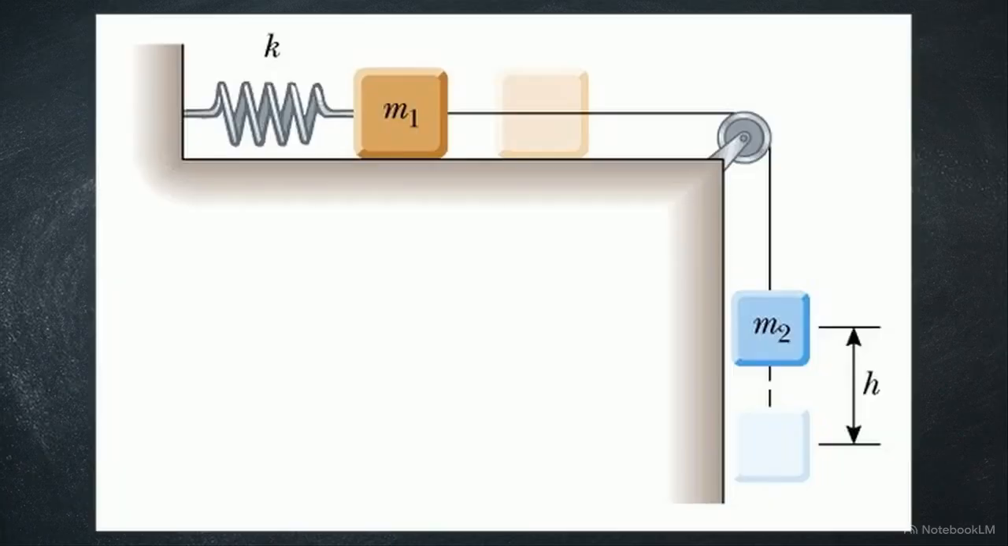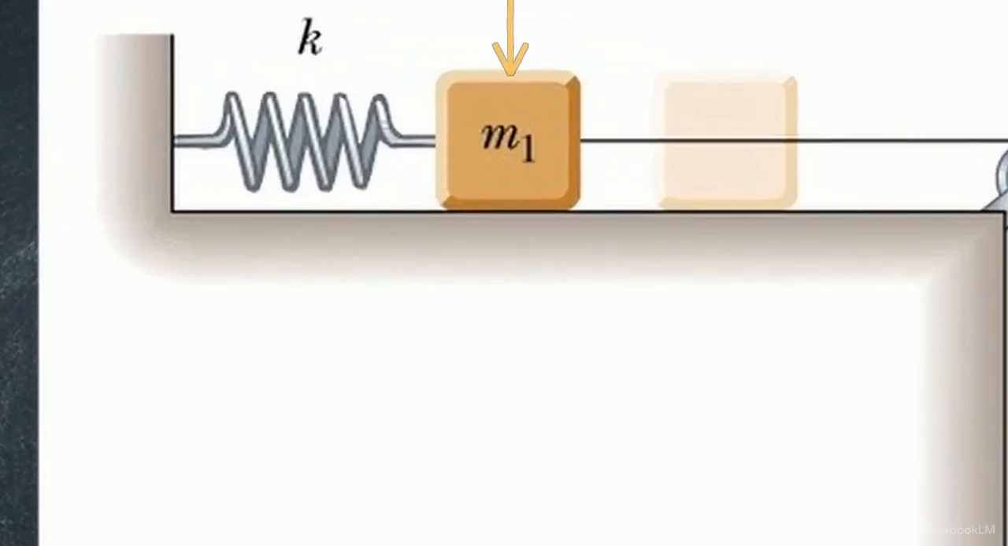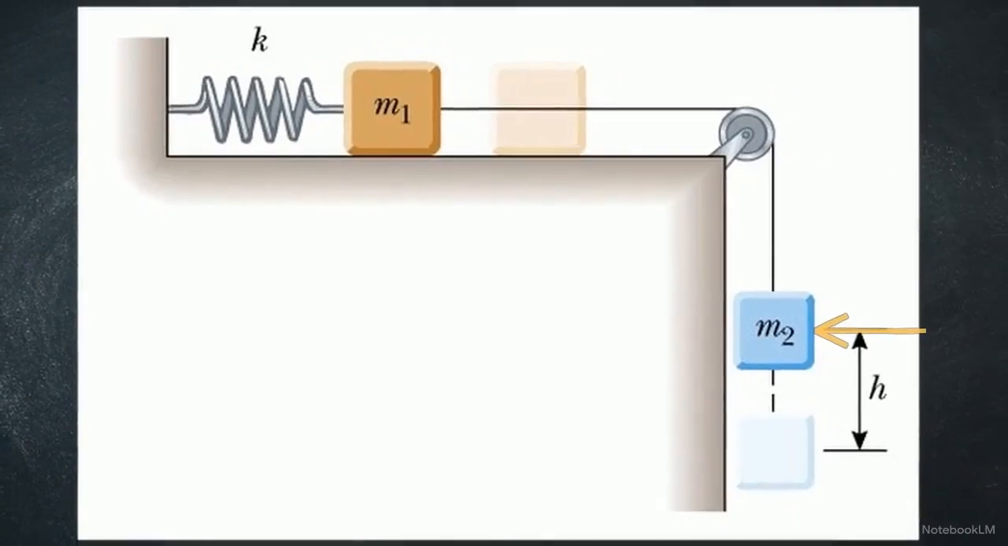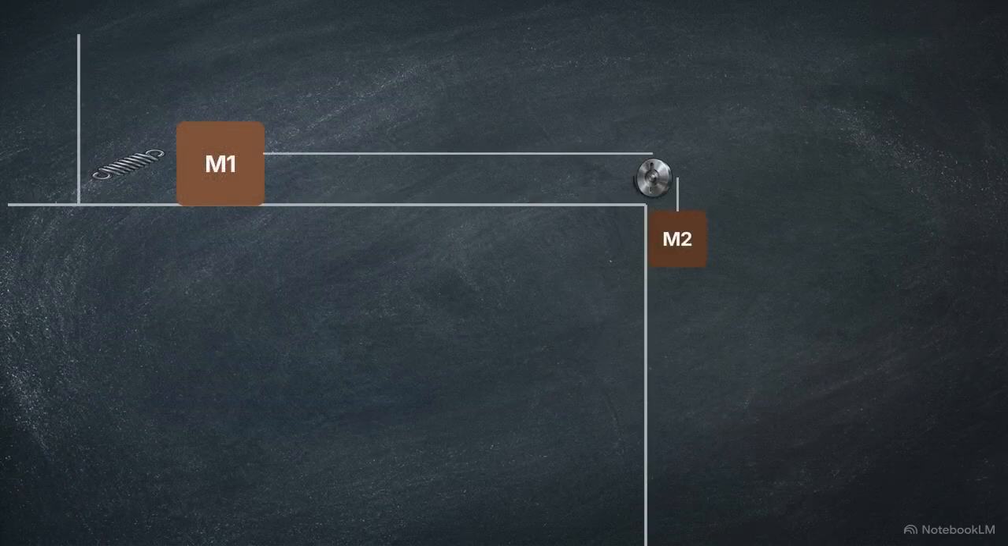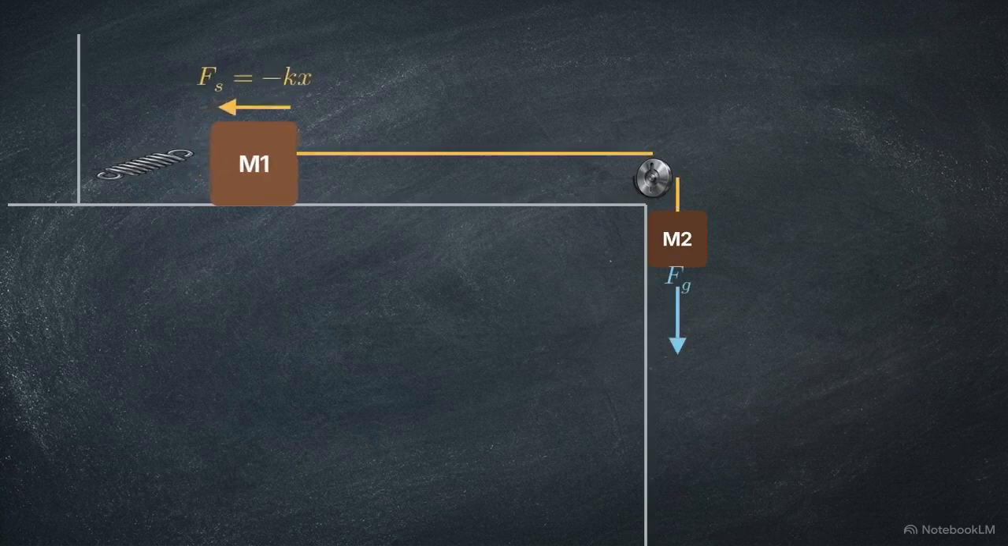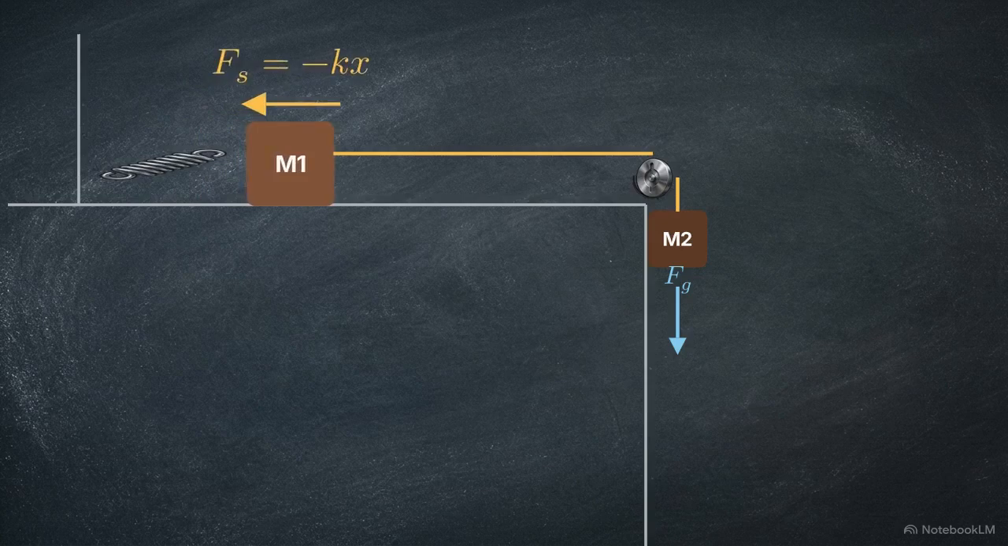Look at this diagram. We have a standard mechanics problem, a mass on a table, m1, attached to a spring, pulled by a string connected to a hanging mass, m2, over a pulley. When we let the system go, gravity pulls down on the hanging mass, creating tension in the string that drags m1 across the horizontal surface.